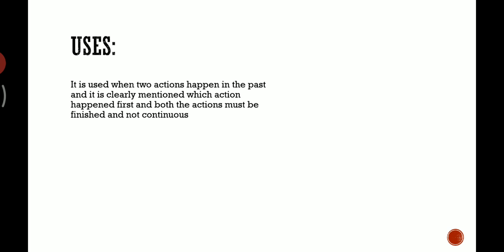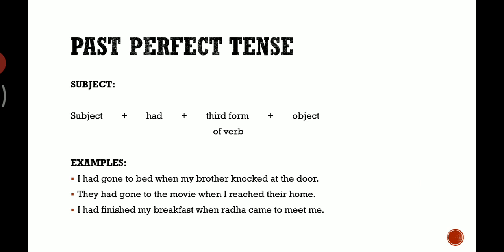Here, I had gone to bed when my brother knocked at the door. Both are finished actions. I had gone to bed, my brother knocked at the door. The action that happened first is put in past perfect tense and that which happened later is put in past indefinite. I had finished my breakfast, past perfect tense, when Radha came to meet me, past simple tense.